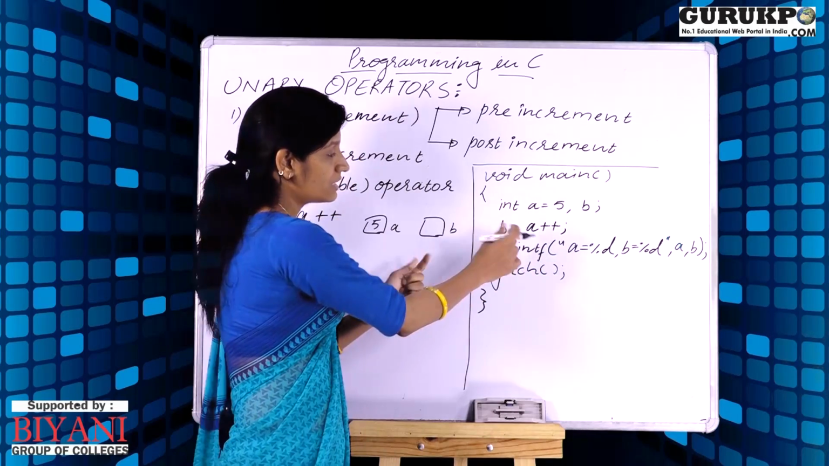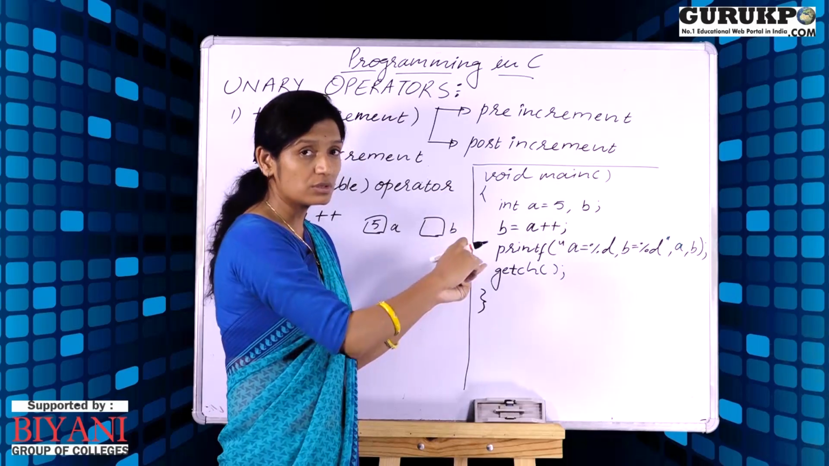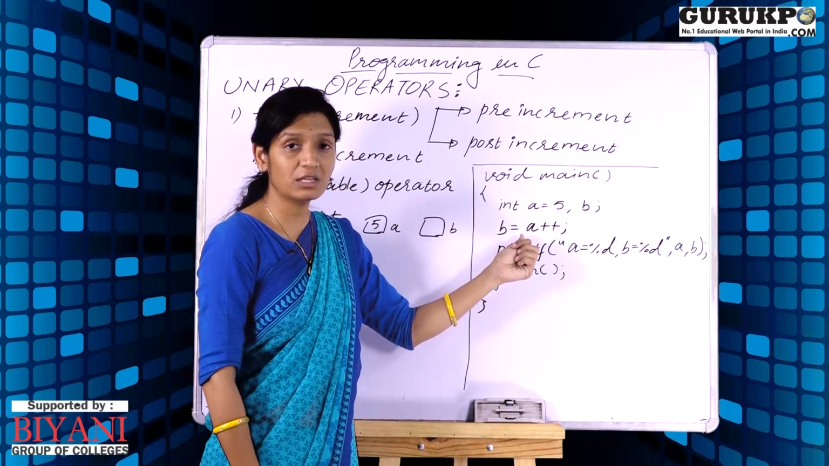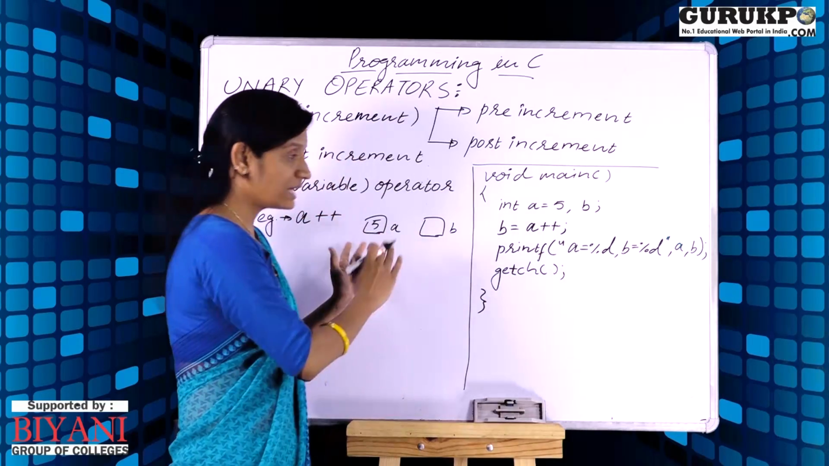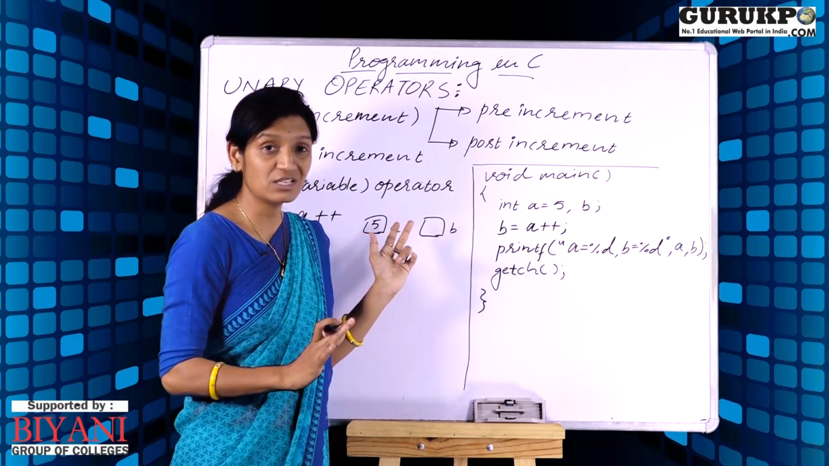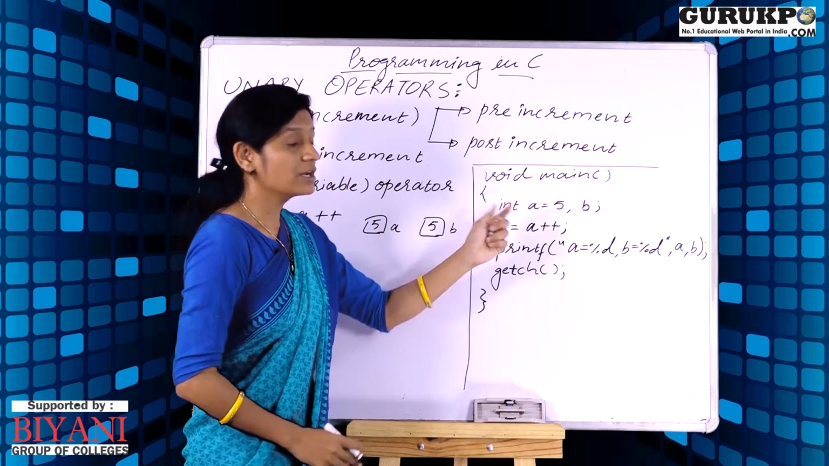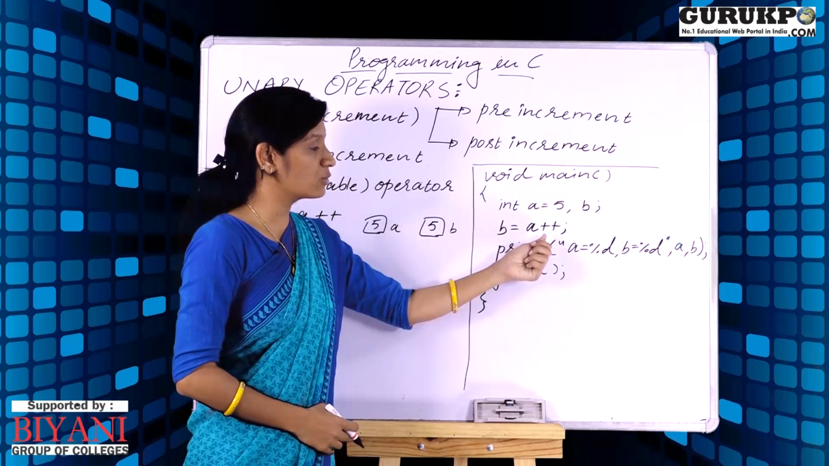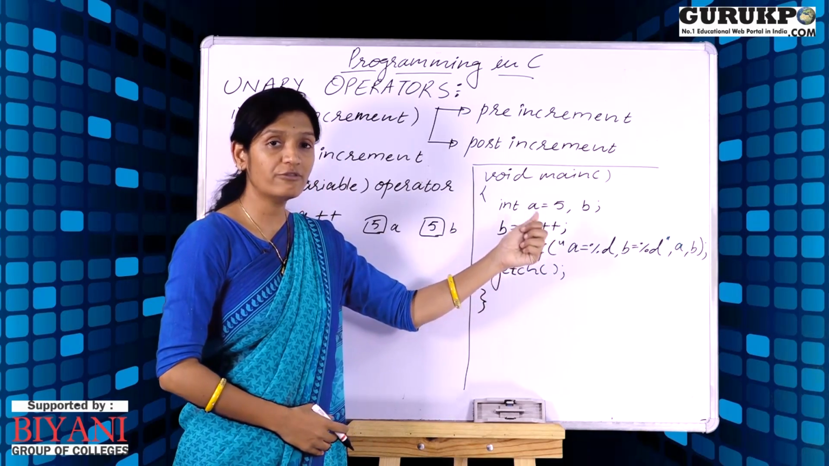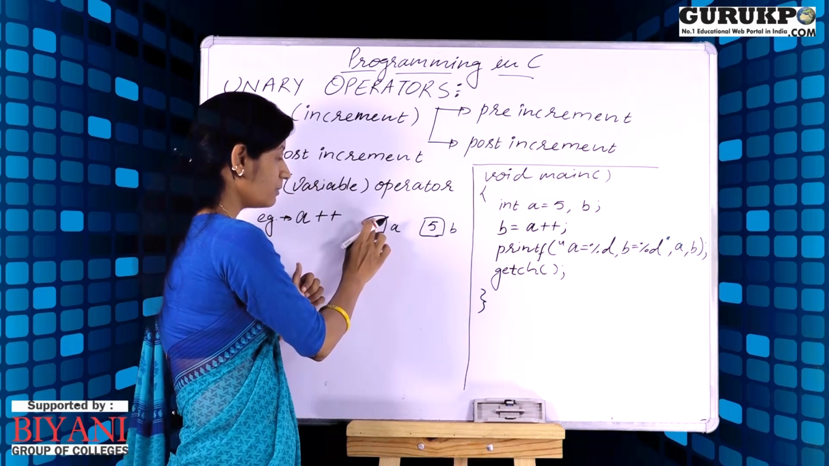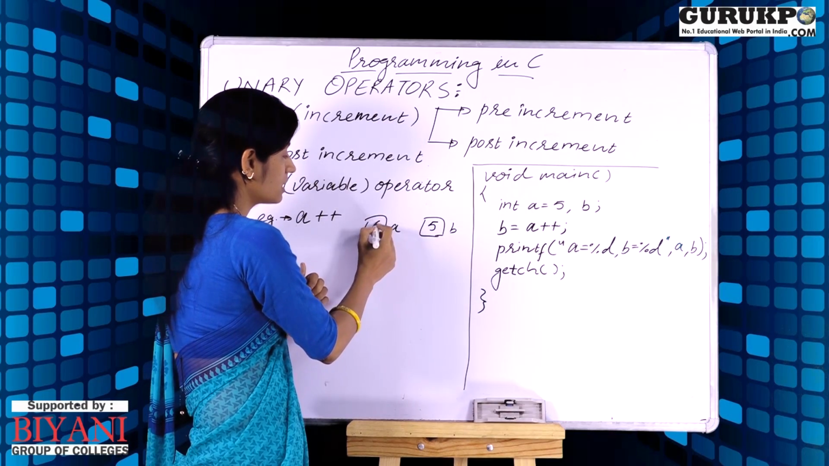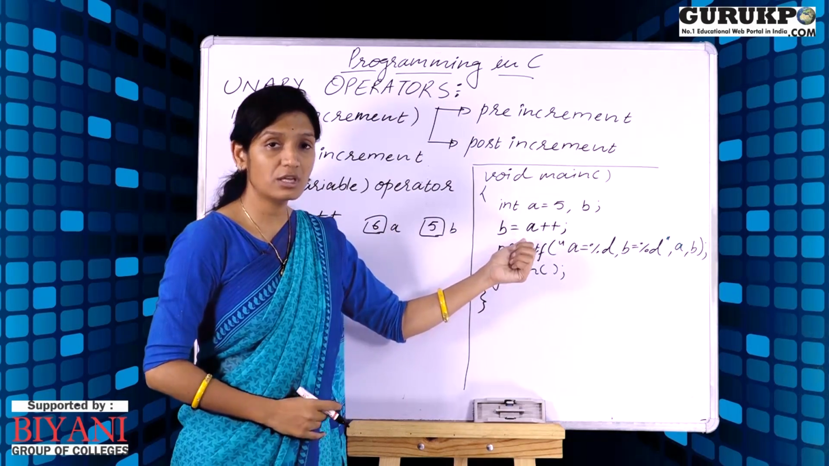So in this case, first the value will be used. What is the use? We are just assigning the value of A to B. So assign the present value of A to B. So it will be 5. Now after using that value, we are going to increment the value of A. So the value of A will become 6 after executing this instruction.